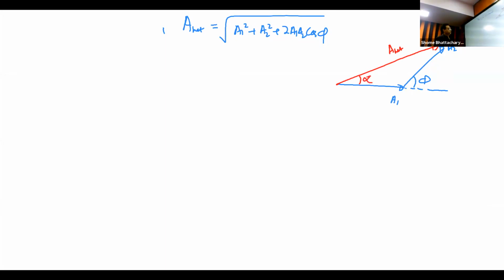Okay. So we also have additionally the formula that alpha is equal to tan inverse of A2 sine phi divided by A1 plus A2 cos phi. Now what we should also do here is we should remember some special cases of the application of this formula. Special cases of the values of phi which correspond to special values of the net amplitude. So let's come to that.